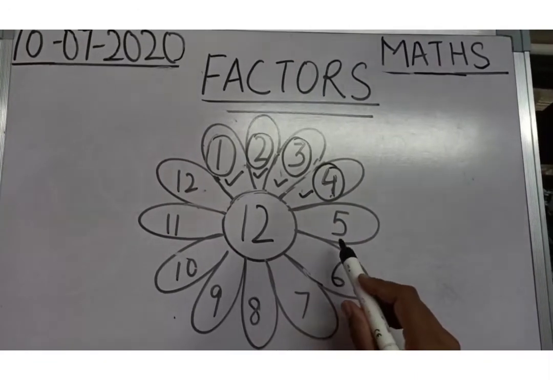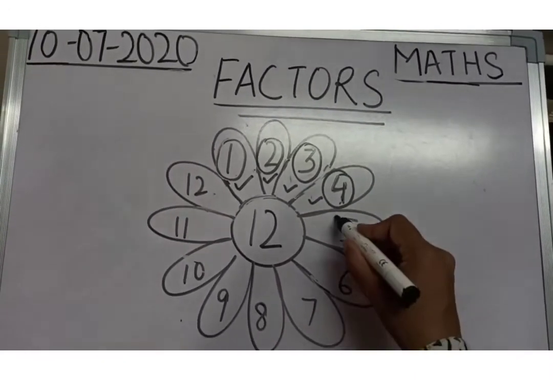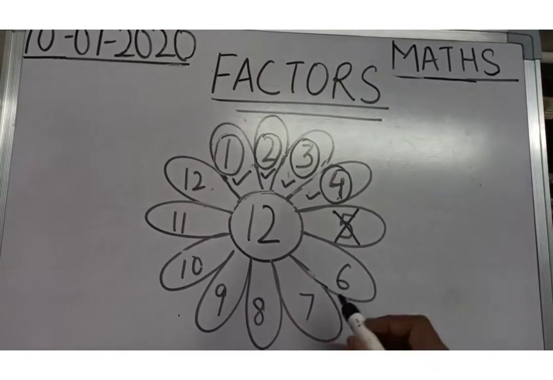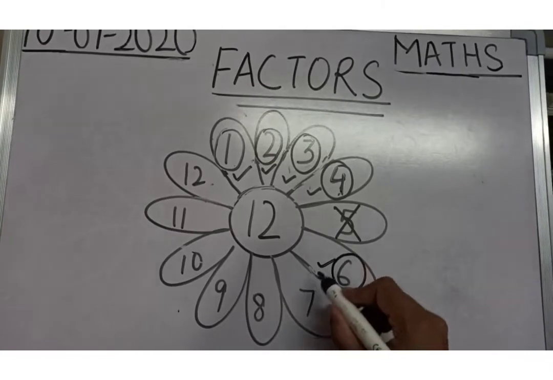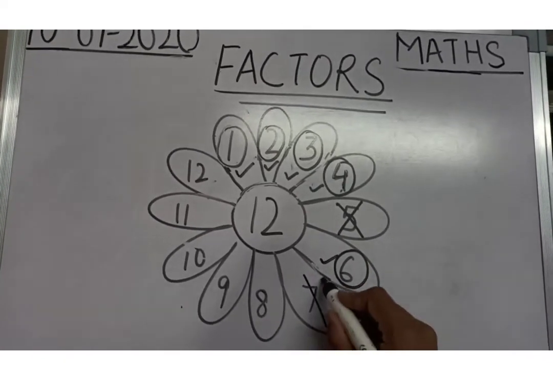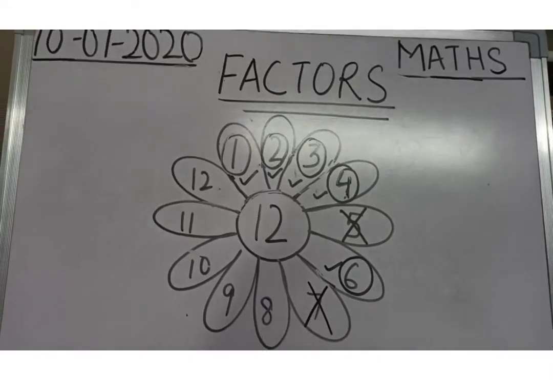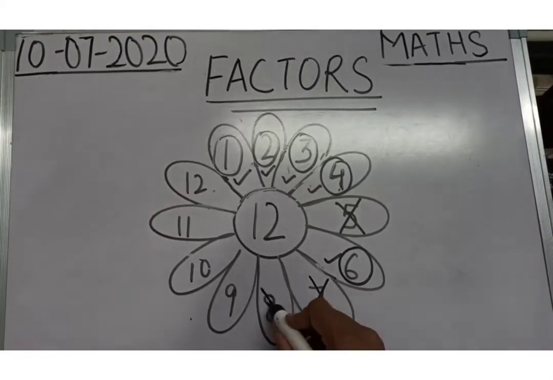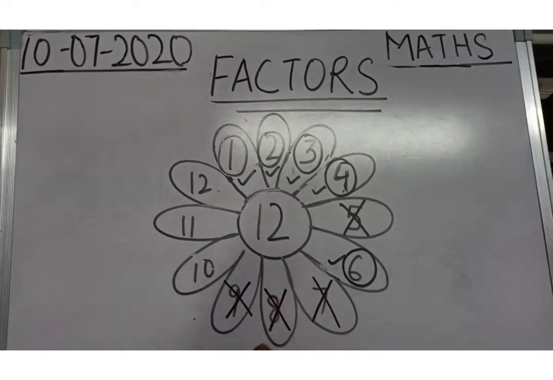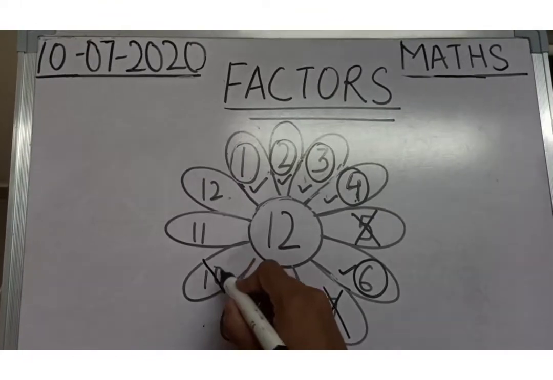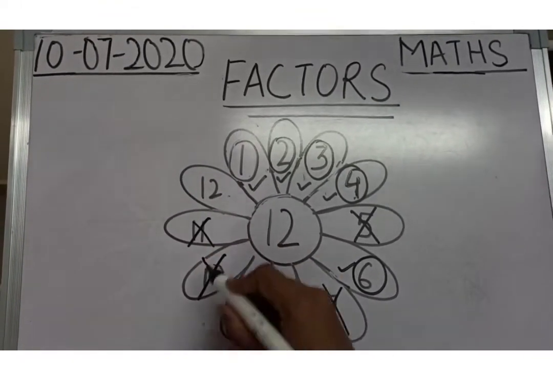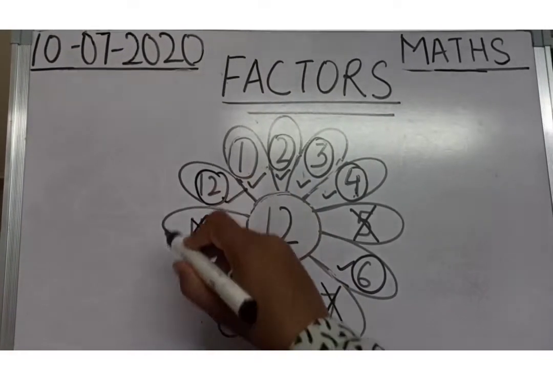What about 4? Yes, again it comes in 4's table. Does 12 come in 5's table? No. Does 12 come in 6's table? Yes, it comes in 6's table again. What about 7? I think no, right? What about 8? 12 doesn't come in 8's table also. 12 doesn't come in 9's table also. What about 10? No. What about 11? No. What about 12? Yes, it comes in 12's table.